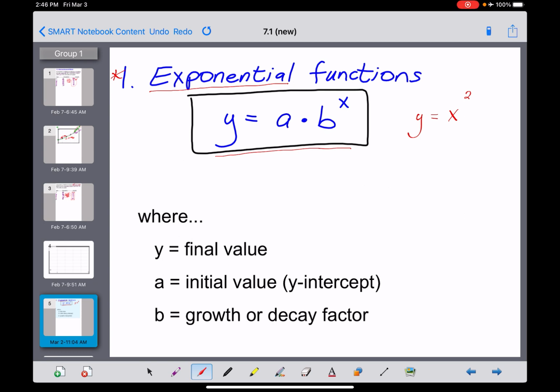The difference here is that in a quadratic function, the base is your variable and the exponent is a constant. What we're dealing with here, guys, is that the base of your exponent is now going to be a constant. I can't spell. Constant. There we go. And it's the exponent right here that's going to be the variable. And that's something new that we have not seen at all yet this year.